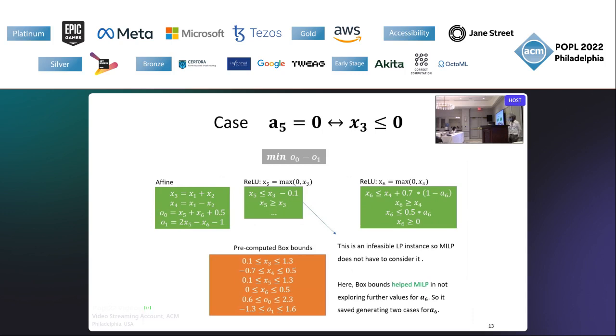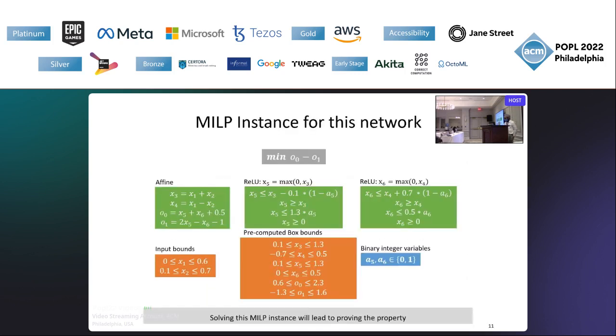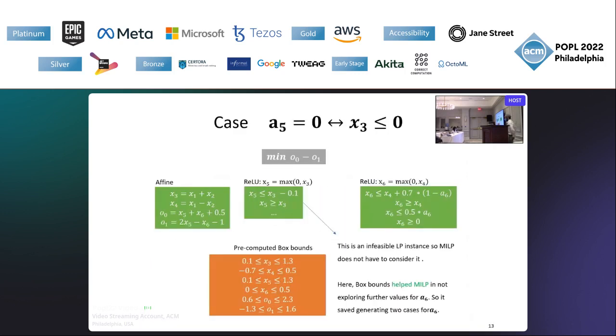First, let's say a5 is 0, and that case corresponds in our encoding to the case when the input x3 is less than or equal to 0. If you plug a5 equal to 0 into our encoding for x5, we get that x5 should be greater than x3. It should also be less than x3 minus 0.1. Now you can see that these two sets of constraints contradict each other. So what that means is that this case is not feasible, right?